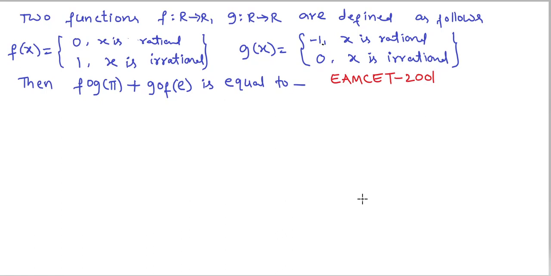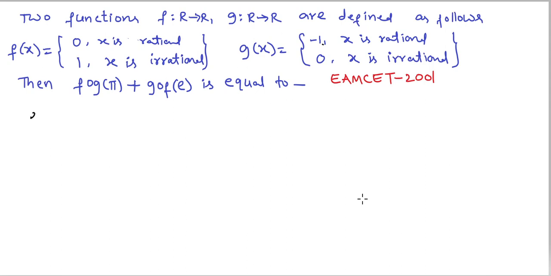Two functions f maps R to R, g maps R to R are defined as follows. F of x is equal to 0, x is rational; 1, x is irrational. G of x is equal to minus 1, x is rational; 0, x is irrational. Then f circle g of pi plus g circle f of e is equal to dash. This is MSET 2001 question.